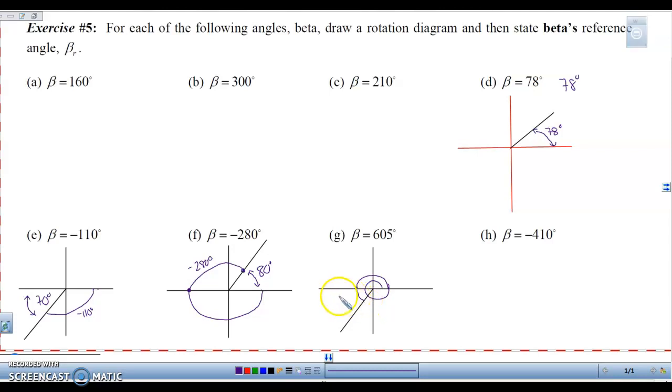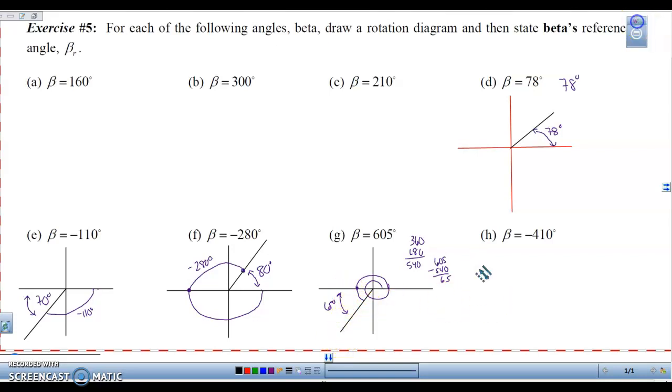So from here to here, how many degrees would that be? Well, going around, you would see that this is actually going to be 65. What we did was 360 is once around, and then I went 180 more to get to here. That's 540. And if I take 605 and subtract 540, that gives me 65 degrees left over going from here to here. That's how I got that answer.